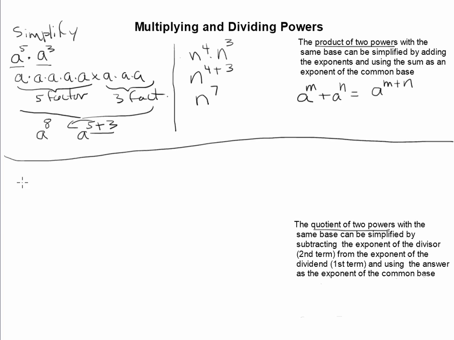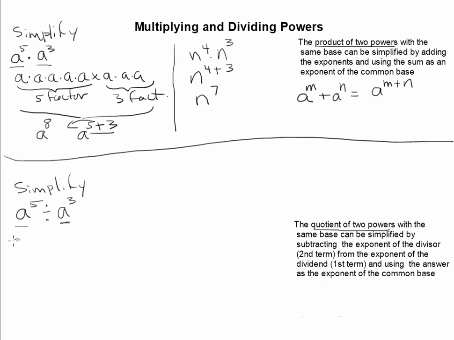We might as well use the same example. Of course, different things are going to happen to it. Simplify. So now we have a to the fifth divided by a to the third. I'm going to look at this definition over here, and that might be a little wordy, but the first term is called your dividend, and the second one is your divisor. The divisor is doing the dividing.